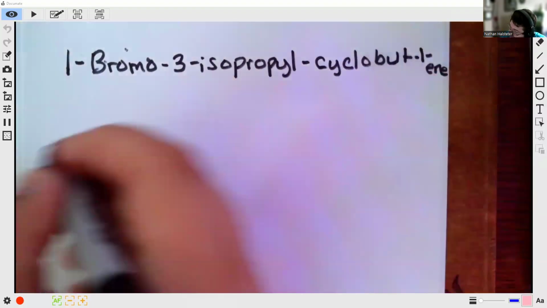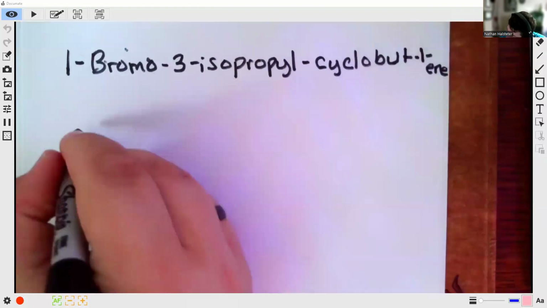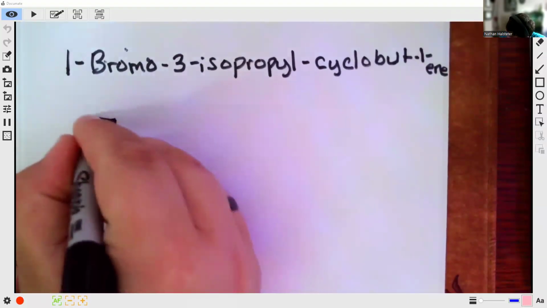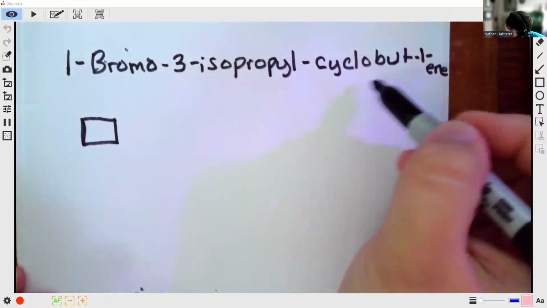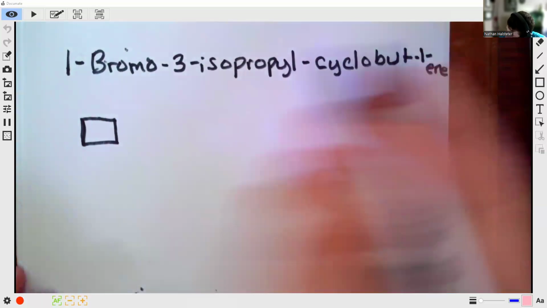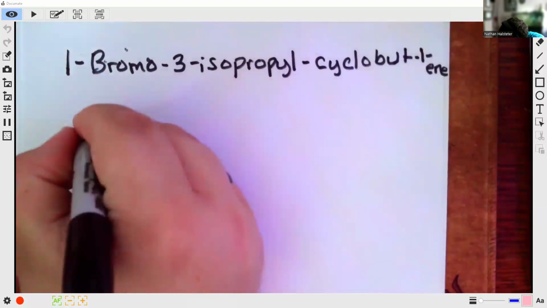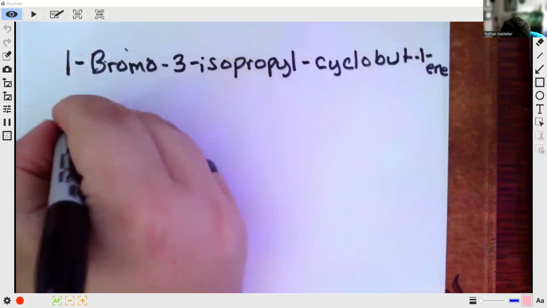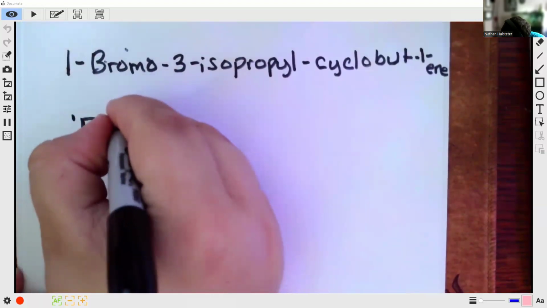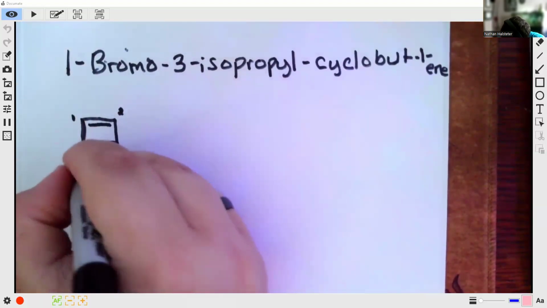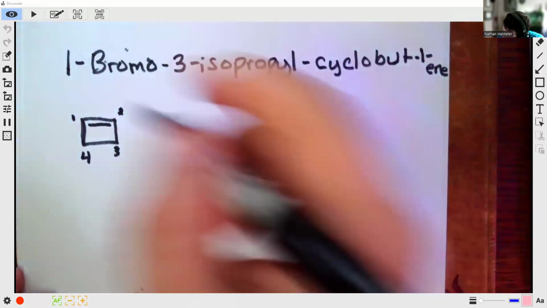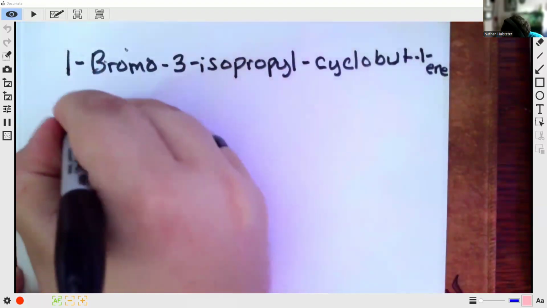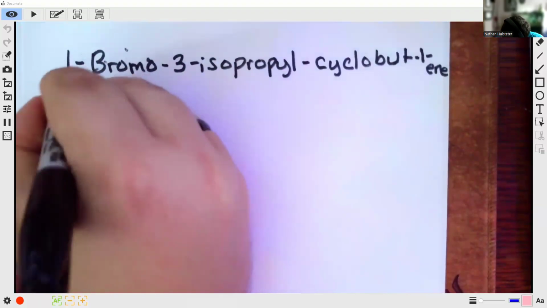So cyclobutene, we have a ring. But is 4 carbons. Cyclobut-1-ene. So between carbons 1 and 2, we should have a double bond. So this will be our carbon 1. This will be our carbon 2, 3, and 4. Now we need to attach our groups. 1-bromo, okay, 1-bromo.